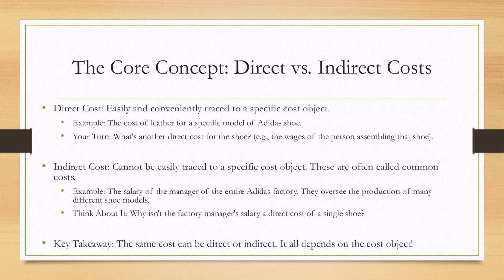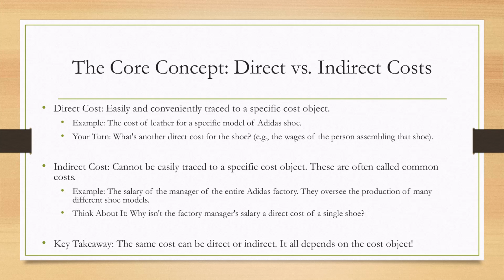Now, I want you to pause the video for a moment and think of another direct cost for this shoe. If you thought of something like the wages of the assembly line worker who physically put that shoe together, you're exactly right. On the other hand, an indirect cost is a cost that cannot be easily traced to our specific cost object. These are often called common costs because they support multiple cost objects.